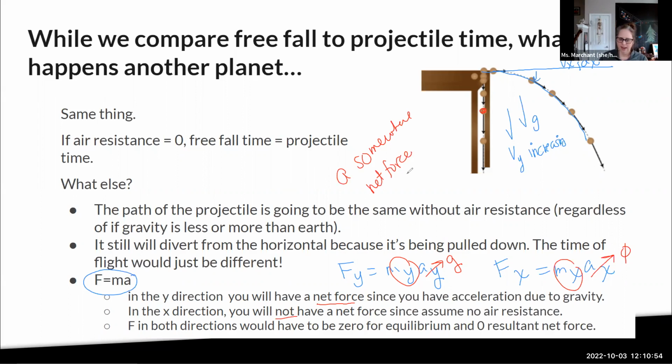Okay. If you have a net force, then it is probably not in equilibrium unless there's an equal and opposite force somewhere else. So in this case, gravity is pulling it down. There's nothing pulling it up as an equal and opposite. So it is not in equilibrium.